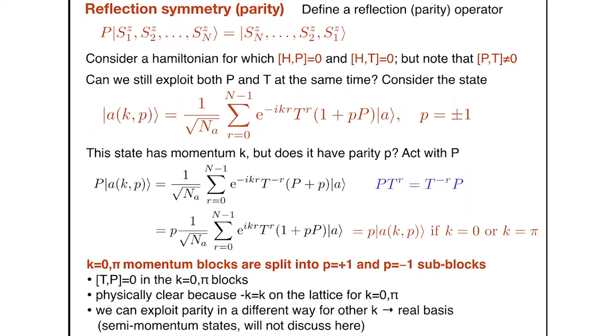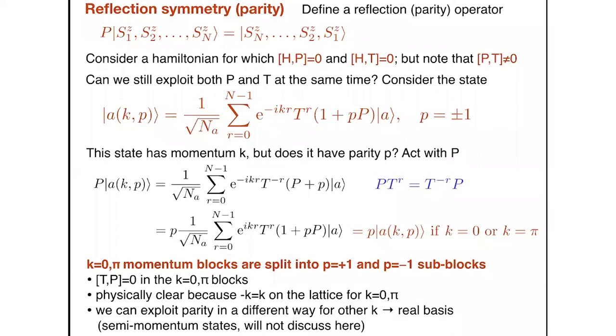So that's something we can call semi-momentum states, which is basically a way to not further block diagonalize with P, but one can actually use it to make a real basis. You know, the momentum basis is complex. When you work with it in the computer, you have to work with complex numbers. But you can actually exploit parity in a way to make the basis completely real, which is also of some advantage. Operations on real numbers are faster, right? But let me not discuss that here. It's not really so important.